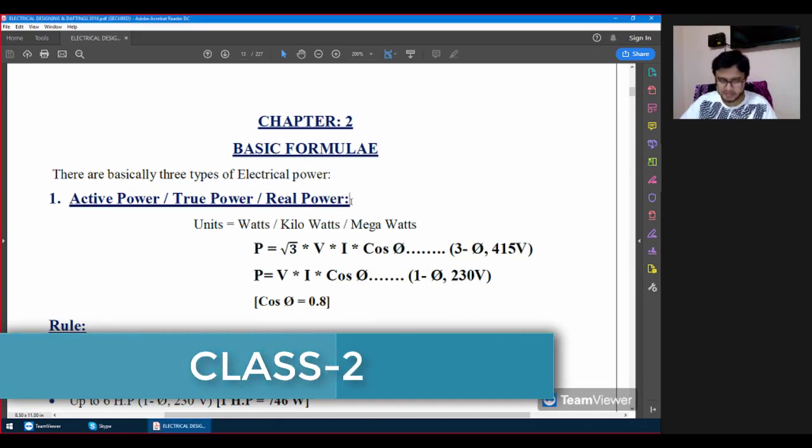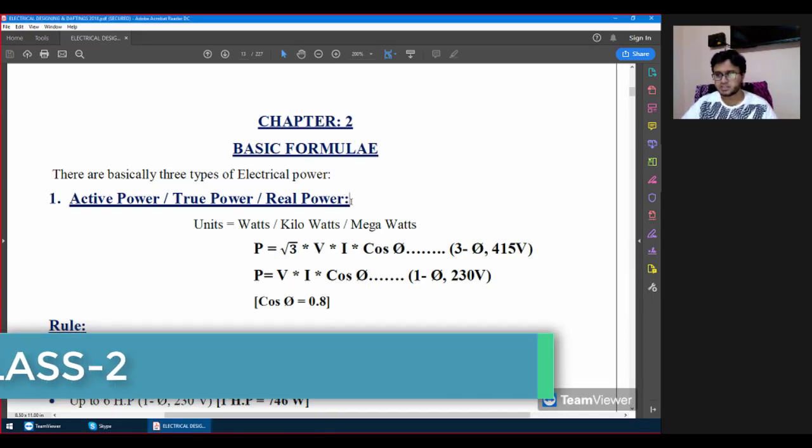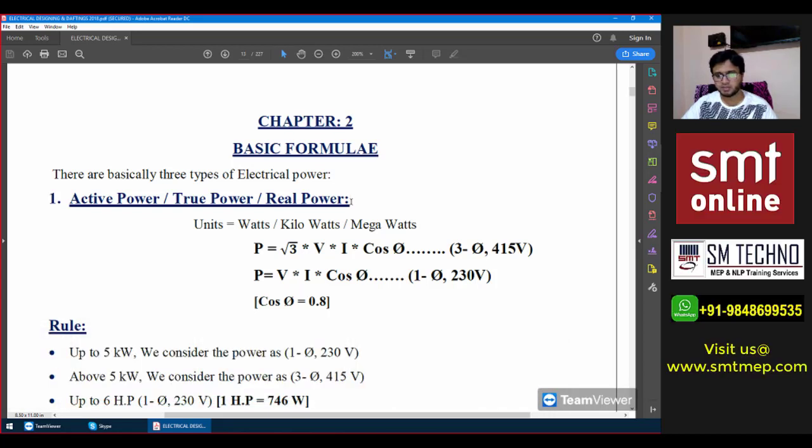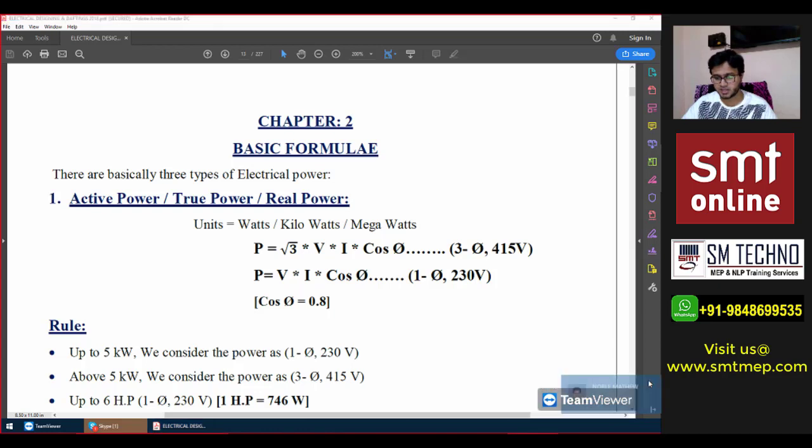So coming here for the first concept in chapter 2, we have to understand the concept of power. What is meant by power? This we have to understand first. If the concept of power is clear, then you can proceed to the calculations.